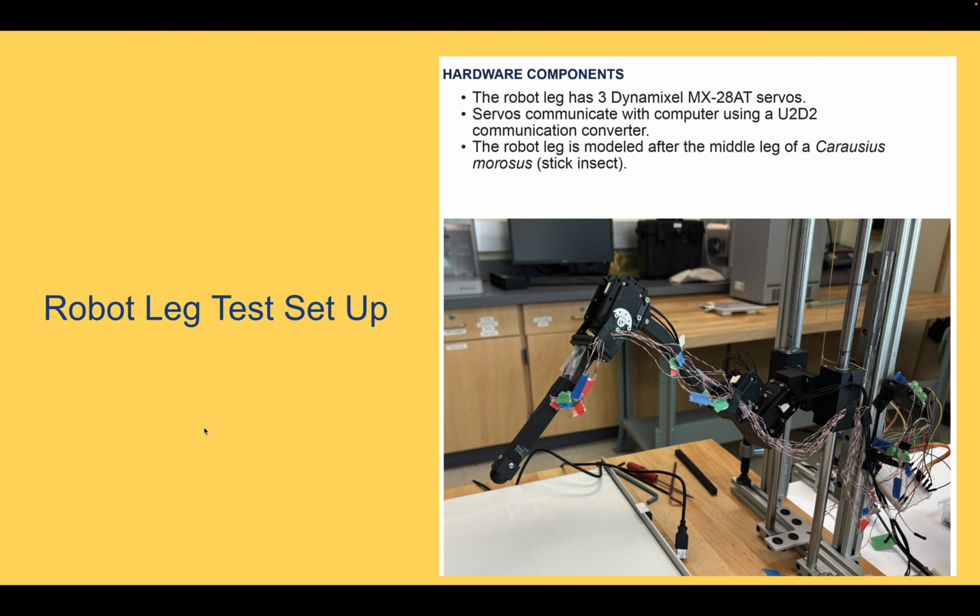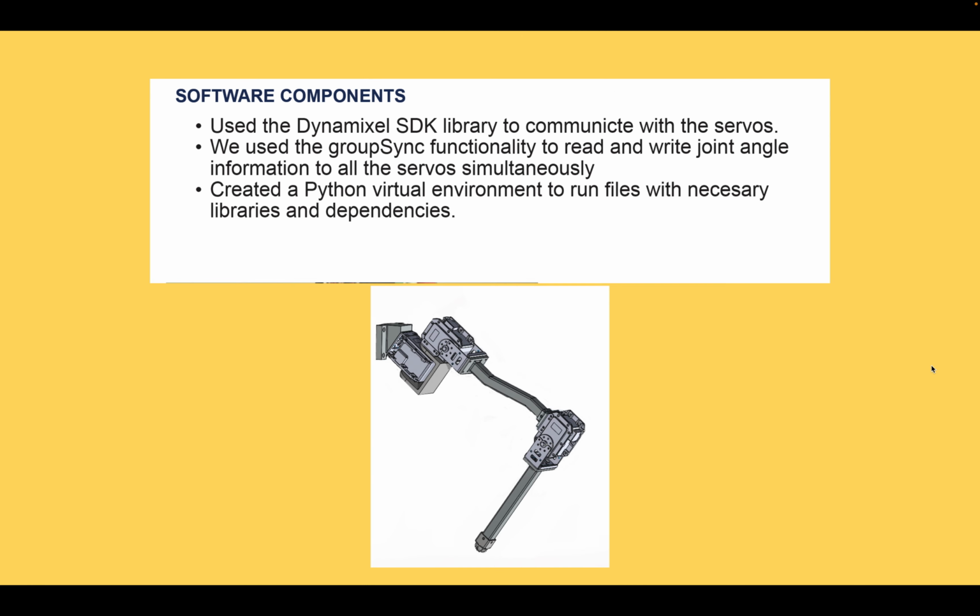Moving on to the robot leg test setup. So this is the physical robot leg, some of the hardware components. They consist of 3 Dynamixel MX28 AT servos. So right here is the first servo, the second servo, and then the third servo. These servos communicated with the computer using a U2D2 communication converter, and then the robot leg is modeled after the middle leg of a stick insect. Also, these right here are strain gauges, and I will talk about them later.